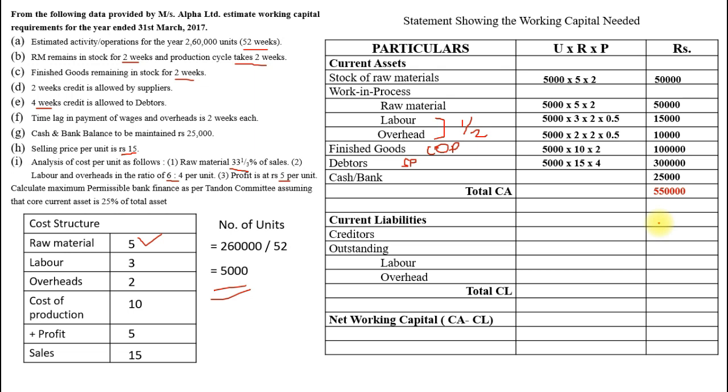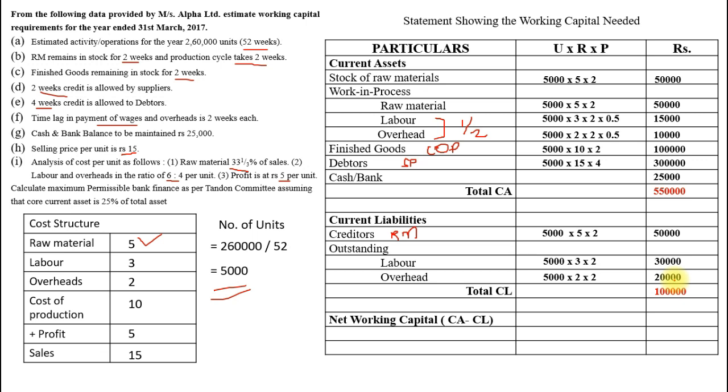In the same way, under current liabilities we have creditors. Number of units is 5,000. Always remember, the creditors' rate will always be on raw material. So 5,000 into 5, period to the supplier is 2 weeks. So 5,000 into 5 into 2 comes to 50,000. Outstanding expenses, if any: there is given a time lag in payment of wages and overheads of 2 weeks. So 5,000 into 3 into 2, which comes to 30,000. And for overhead, it will be 5,000 into 2 into 2, which comes to 20,000. So when you add up, it becomes 1 lakh.